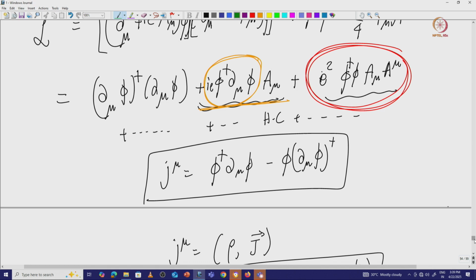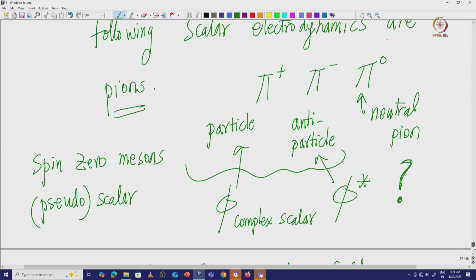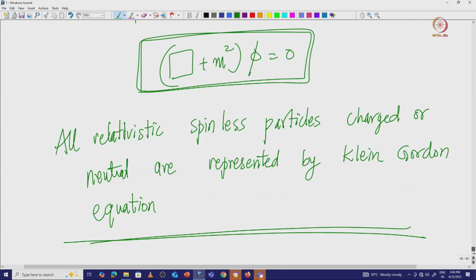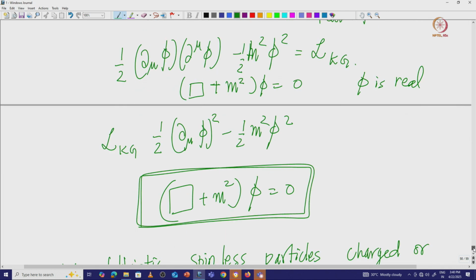This tells you that the Klein-Gordon current should not be interpreted as probability current and probability density, but instead should be interpreted as electric charge density and electric current density. And we also saw how to represent neutral pions by using a neutral scalar field, which is the Klein-Gordon equation for a neutral particle that does not have any charge current associated with it.